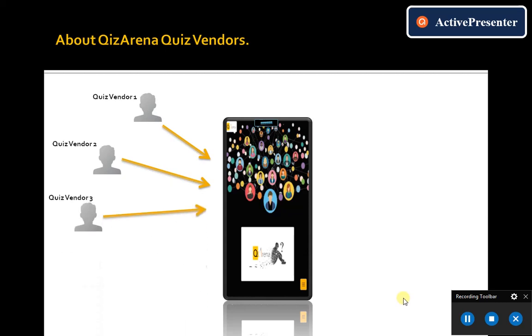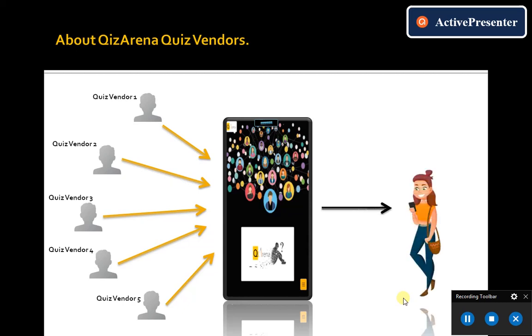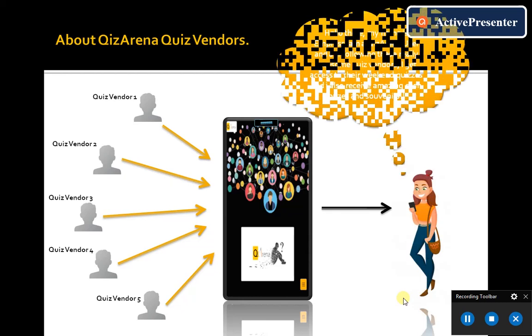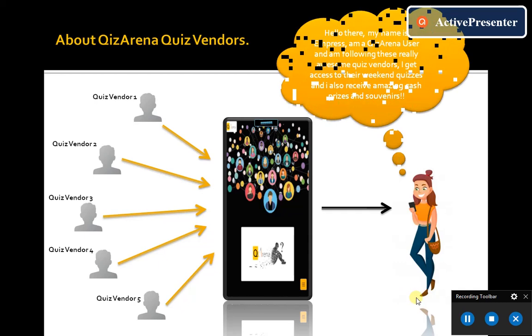And then we can have quiz vendor 3 and quiz vendor 4 and quiz vendor 5, all hosting different kinds of quiz content for users of the QizArena project. Example here is this character called Empress, and Empress is saying, I'm a QizArena user and I'm following these really awesome quiz vendors. I get access to their weekend quizzes and I also receive amazing cash prizes and souvenirs. So this is an illustration of what the QizArena quiz vendor is about.